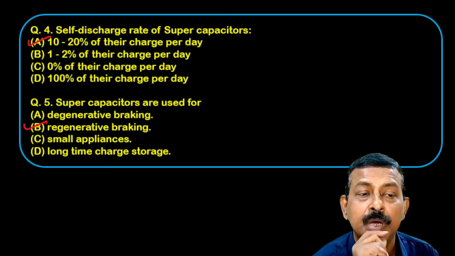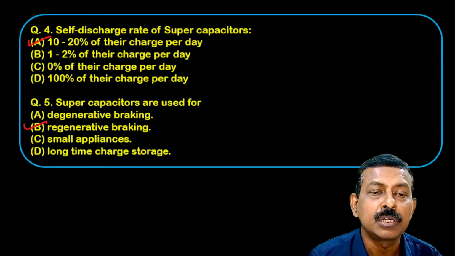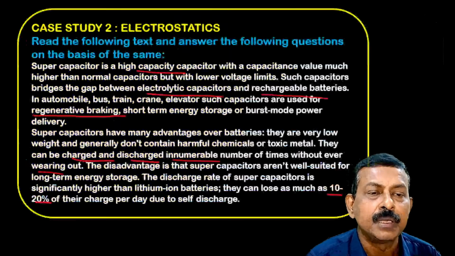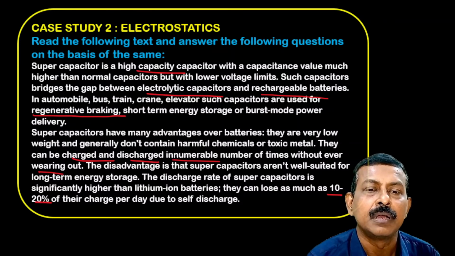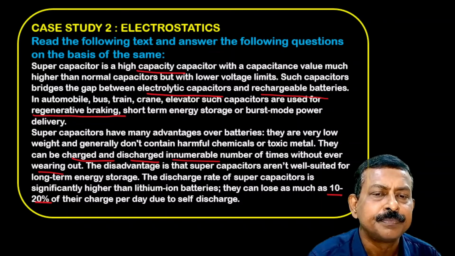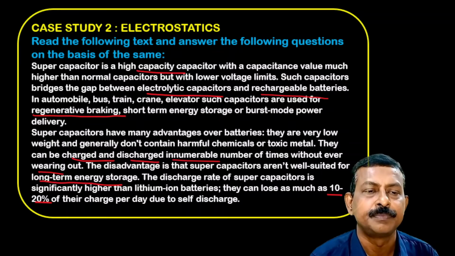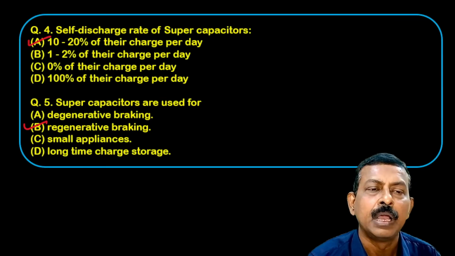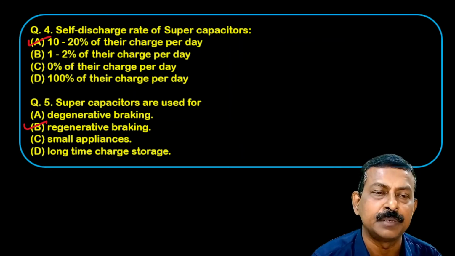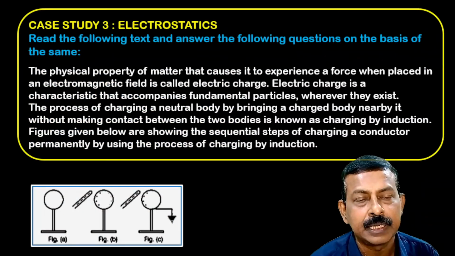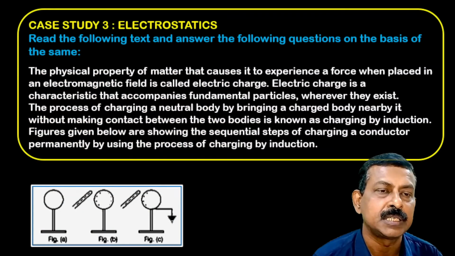And of course, the fourth one was also there, long-term charge storage. The disadvantage of the supercapacitor is that they aren't well suited for long-term energy storage. Obviously, in that way, the fourth option is also ruled out because it is saying long-term charge storage. So this is also not correct. So the second one is the correct one. Let's now take the next case study question.